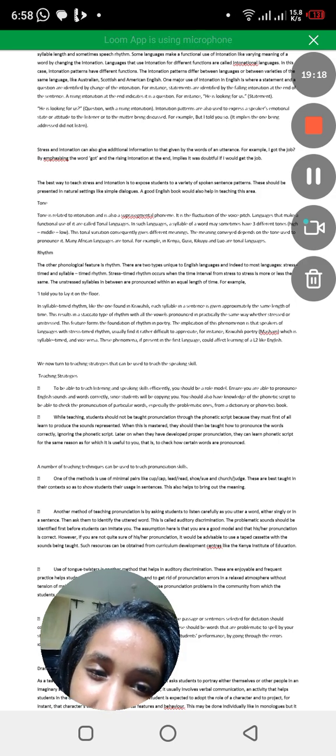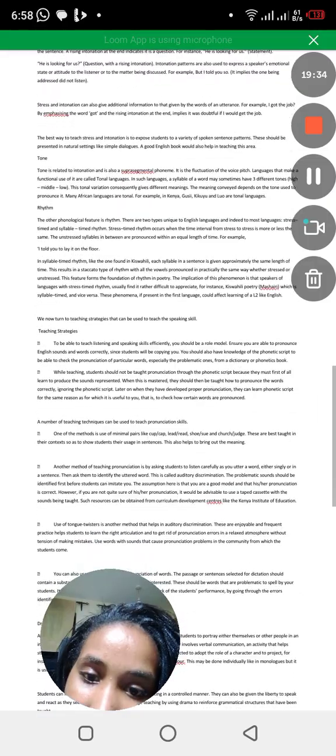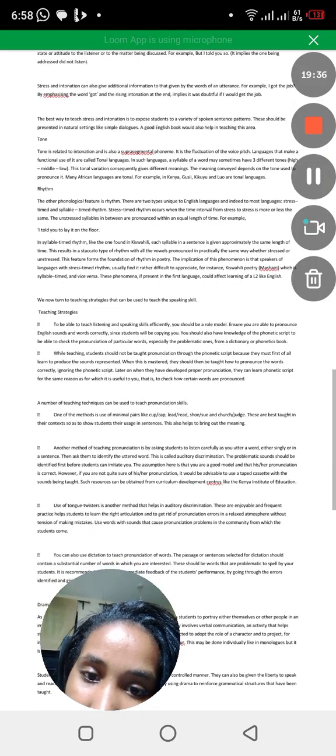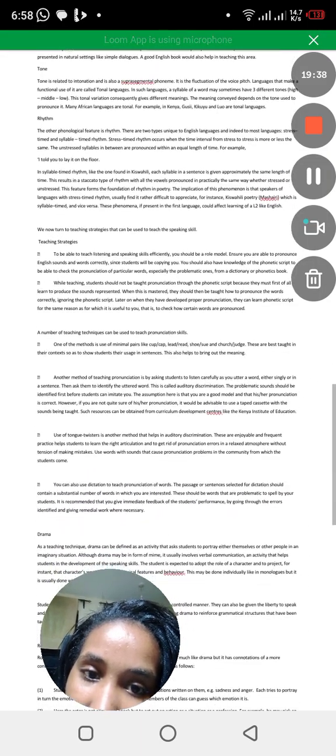teaching pronunciation by asking students to listen carefully as you utter a word, either singly or in a sentence. Then ask them to identify the uttered word. This is called auditory discrimination. The problematic sound should be identified first before students can imitate you. Another technique is the use of testers, and also the use of dictation to teach pronunciation of words.